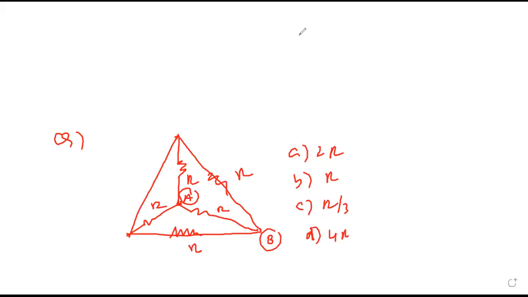Yes, anybody got the answer? Aman, Nija, so option A, option A came. Option A or B? R by 2 is coming. Put 2 here, R by 2 is coming, yes sir, R by 2 you are getting. Okay, let us check.